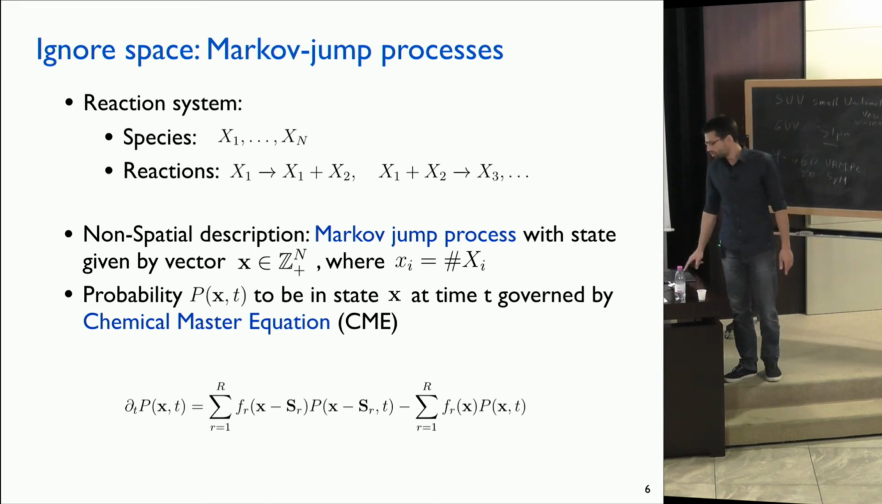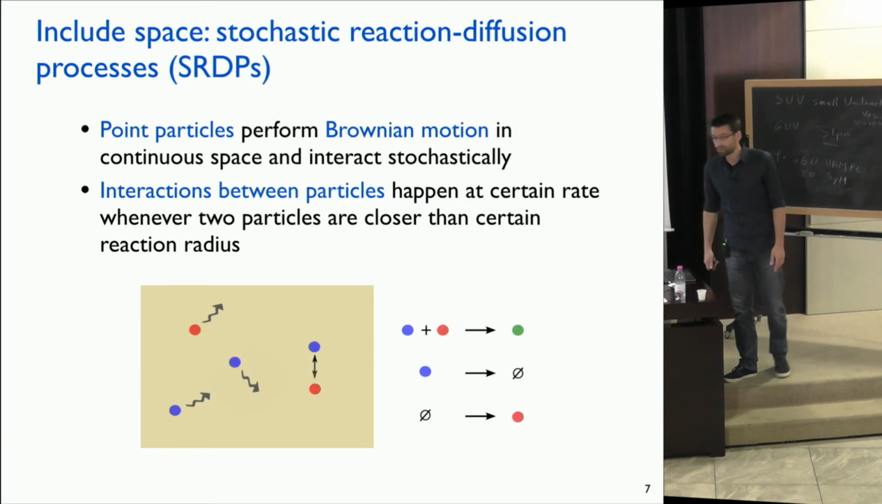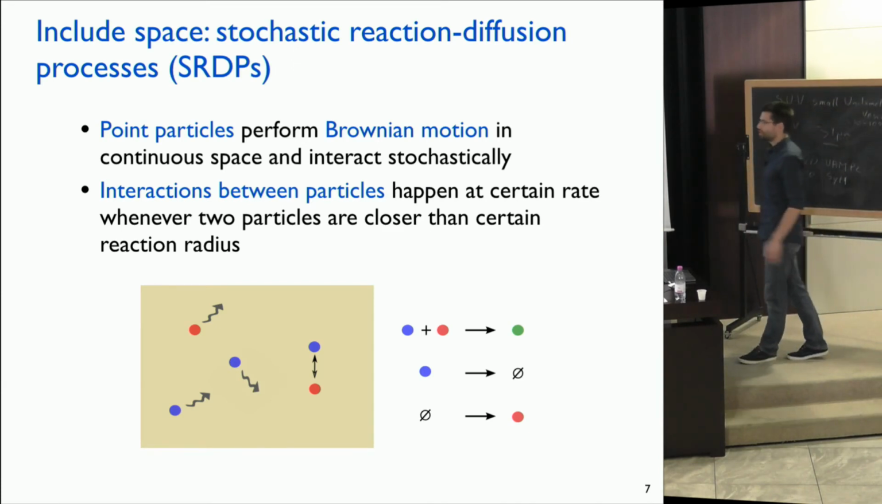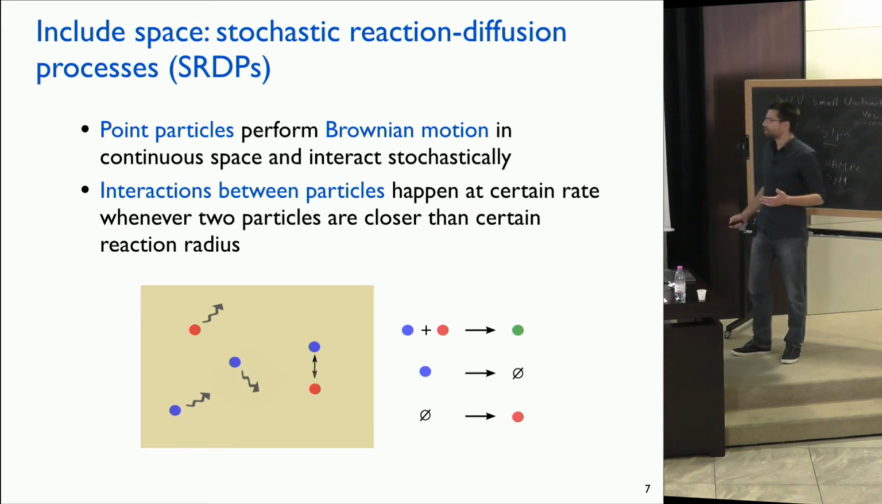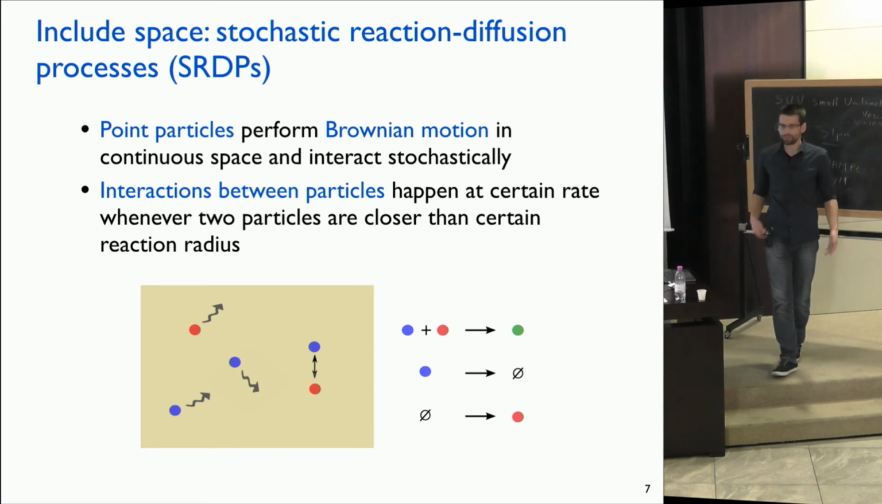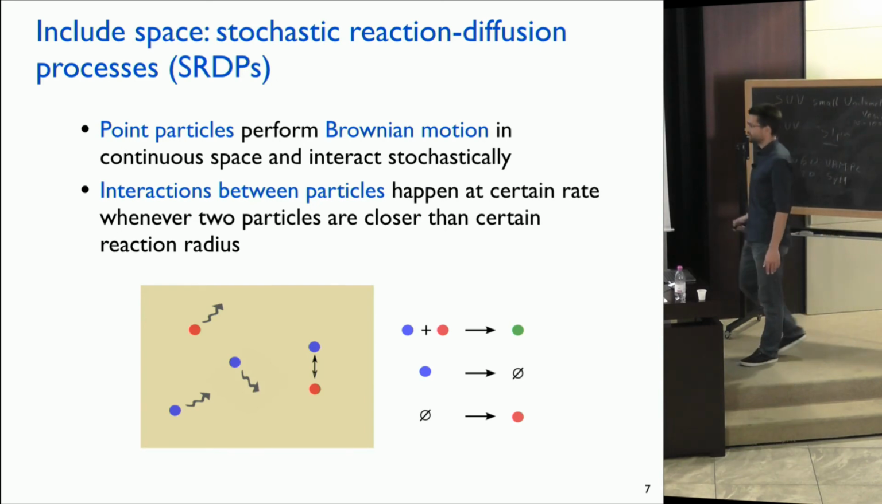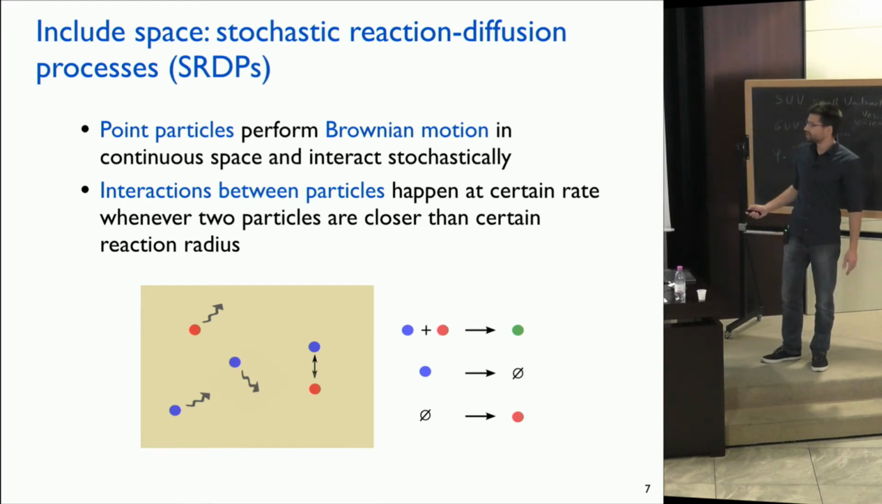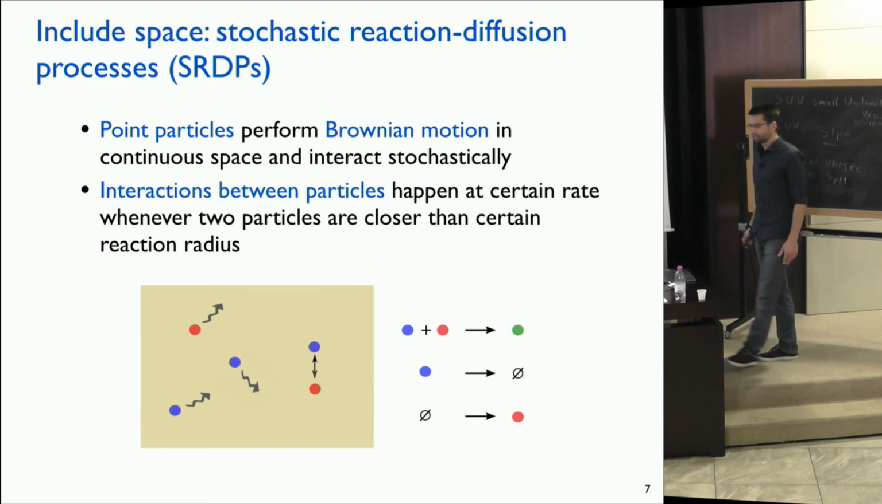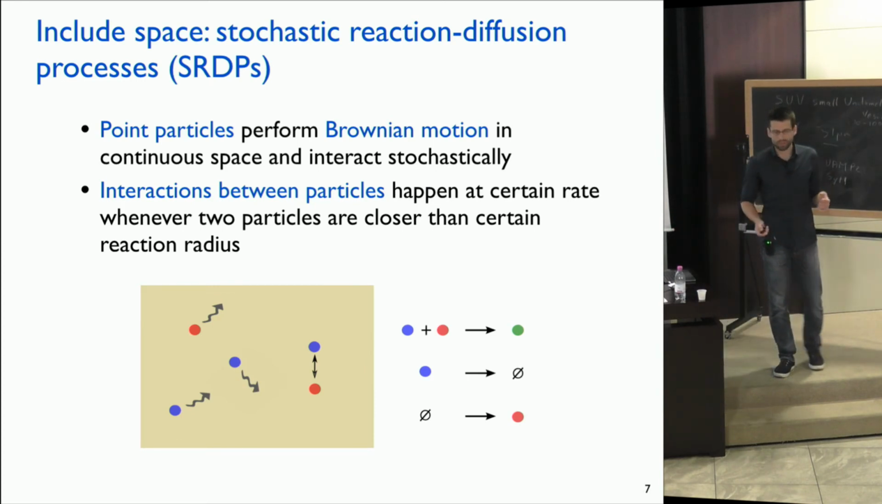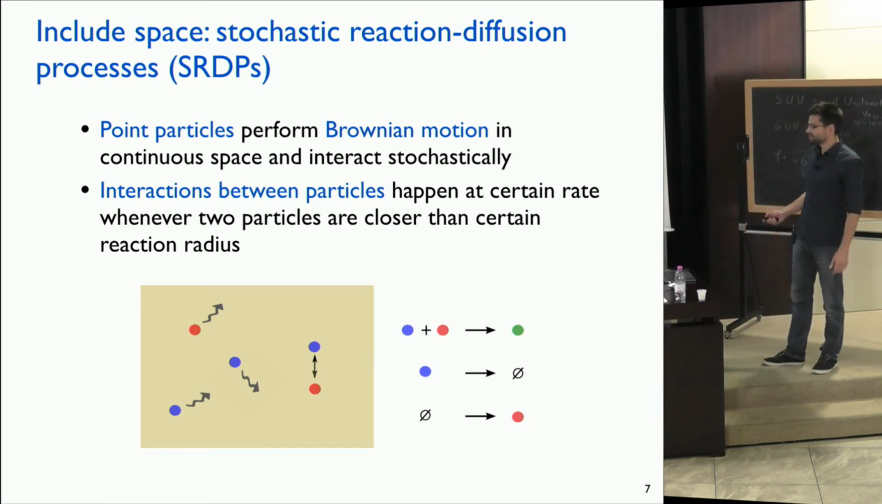Okay, what about if we don't want to exclude space, but if we want to know where the particles are? Then one way to model this are stochastic reaction diffusion processes, which I define in the following way. So I consider point particles performing diffusion or Brownian motion in continuous space and interacting with each other stochastically. So they can be born, they can decay, they can interact with each other, and such bimolecular reactions can happen at a certain rate whenever the two participants are within a certain reaction range of each other. And also other reactions happen stochastically.